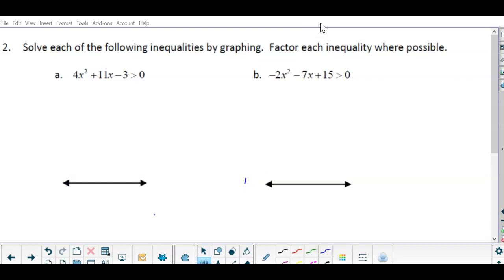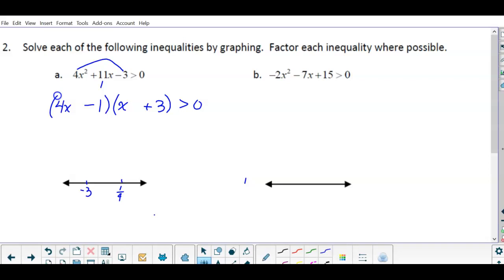So we've got this number line here. That can be like our x-axis. So we don't really care about the y-axis per se because we're just looking above and below as opposed to left and right. We factor this. We need 2 numbers that multiply to -12 and add to 11. So that's going to be 12 and -1. So that'll be a +3 and a -1x. Okay, so our x-intercepts are -3 and 1/4.